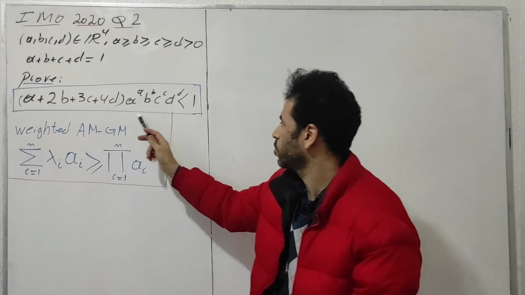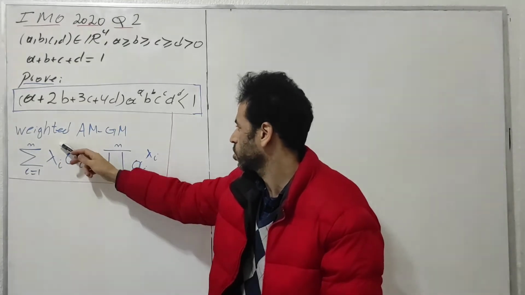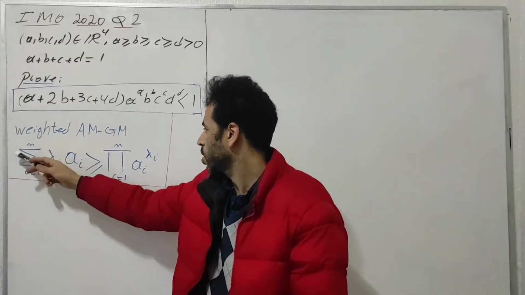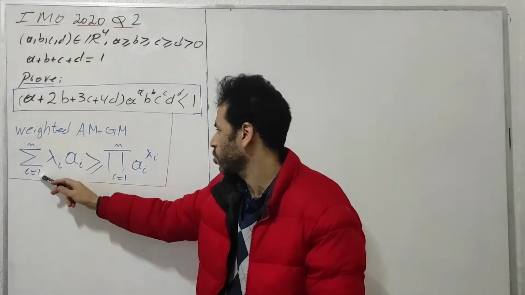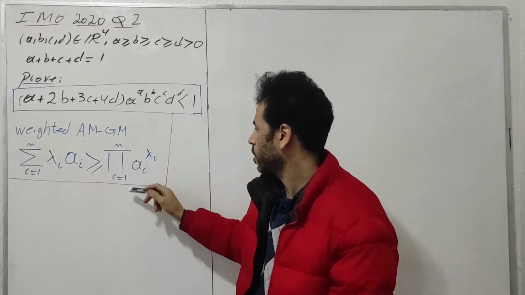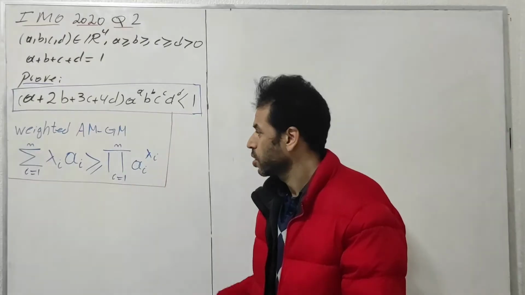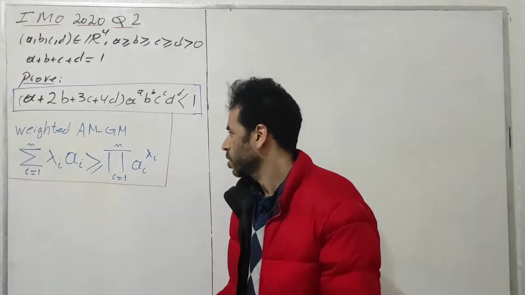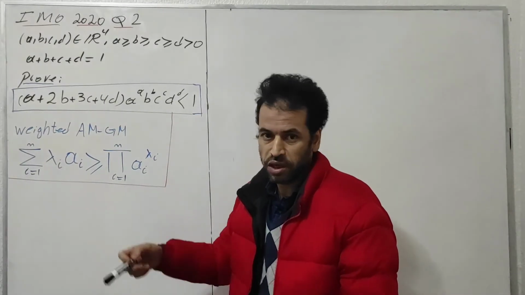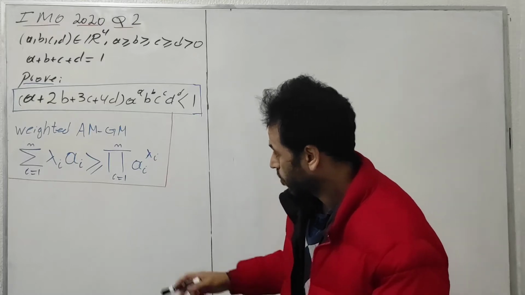The easiest way to prove this is to apply an important and useful result called the weighted arithmetic mean geometric mean inequality. Here is the statement: the sum for i from 1 to n of lambda_i times a_i is greater than or equal to the product for i from 1 to n of a_i to the lambda_i. I'm not going to prove this one because I already proved it; the proof is available in my old videos. At the end of this video I will add the link in the comment section where you can see all the details. Now let's get started by applying this theorem.